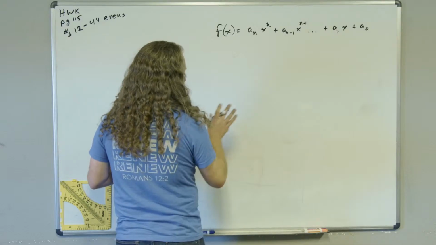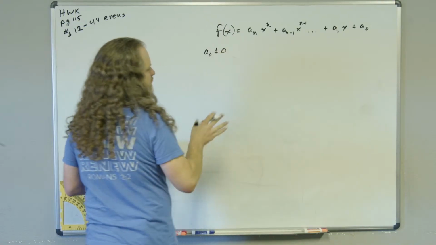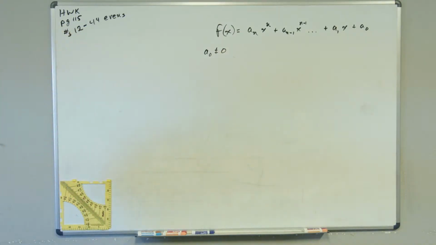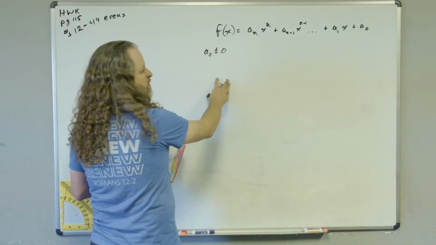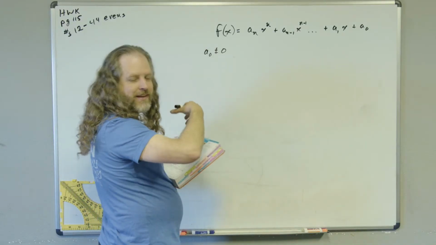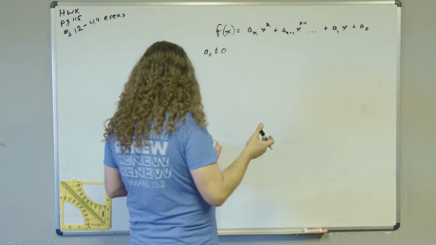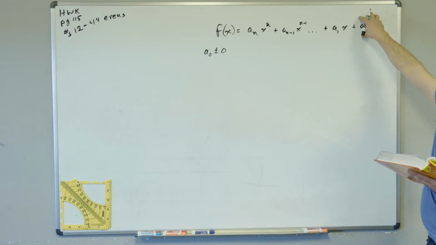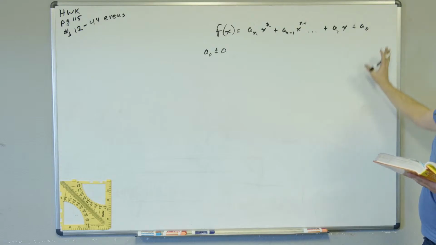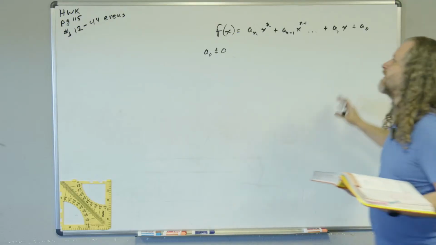This only works if a sub 0 is not 0. a sub 0 is the last term, the one that doesn't have an x on it. So the constant, right? If it is 0, then you have to first factor out an x, or however many x's you can factor out, so that the constant is not 0, and then do it with that one.